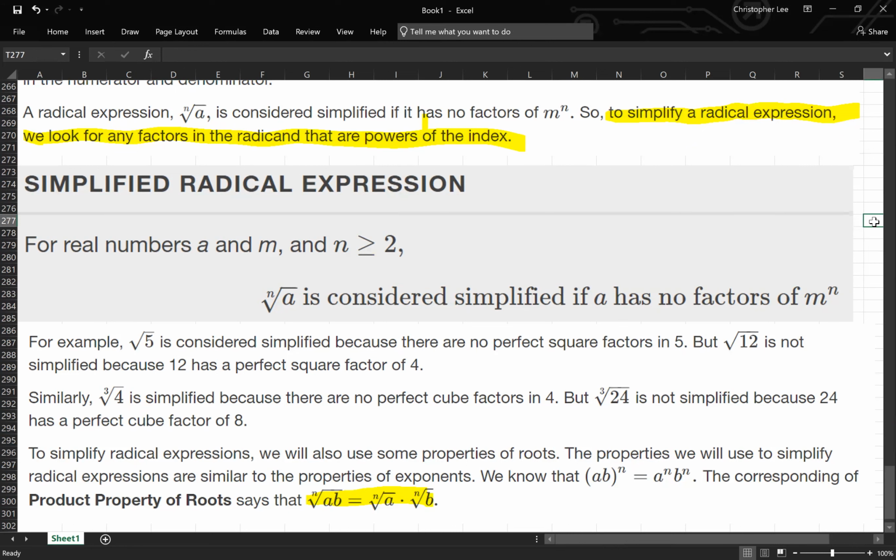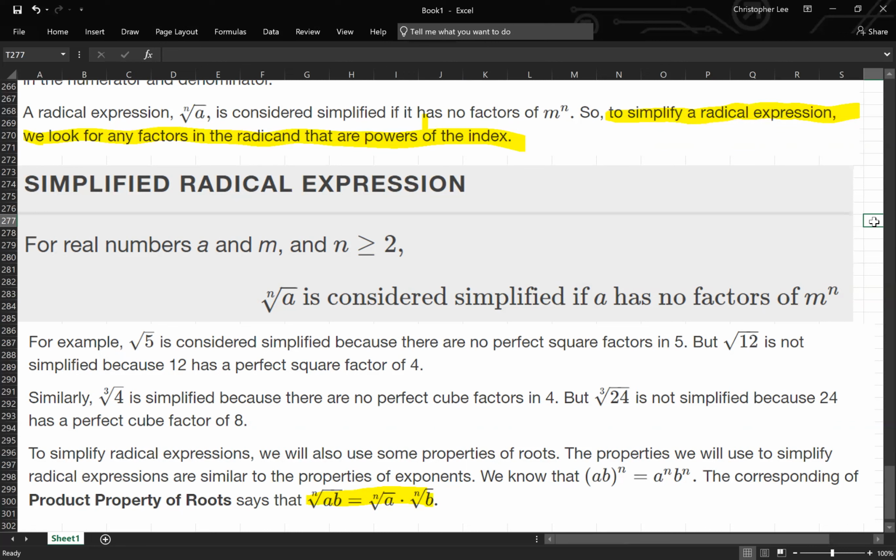So for example, the square root of 5 is considered simplified because there are no perfect square factors in 5, but the square root of 12 is not simplified because 12 has a perfect square factor of 4. Similarly, the cube root of 4 is simplified because there are no perfect cube factors in 4, but the cube root of 24 is not simplified because 24 has a perfect cube factor of 8, right?